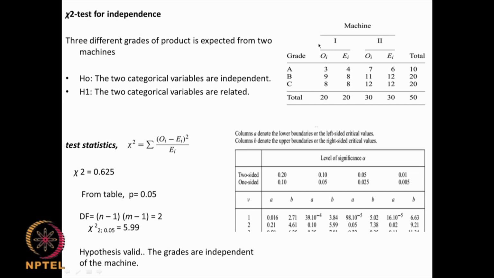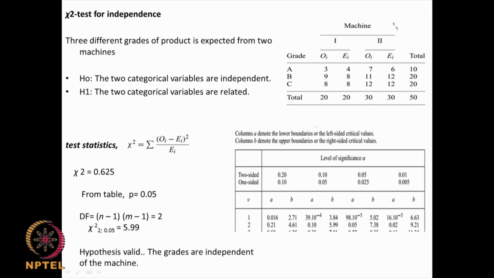So for example, let us take this problem. We have two machines, and each machine makes 3 grades of product: A, B, C are the grades. These are the observed values for machine 1: 3, 9, 8. That means machine 1 is making 3 of grade A, 9 of grade B and 8 of grade C, whereas we expect 4, 8, 8 from machine 1. Similarly on machine 2 the observed values are 7, 11, 12, whereas we expect 6, 12, 12.